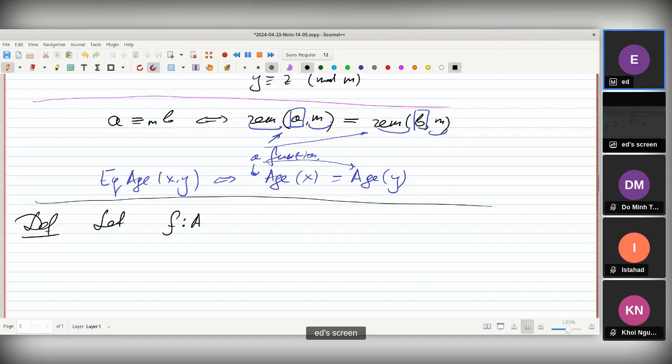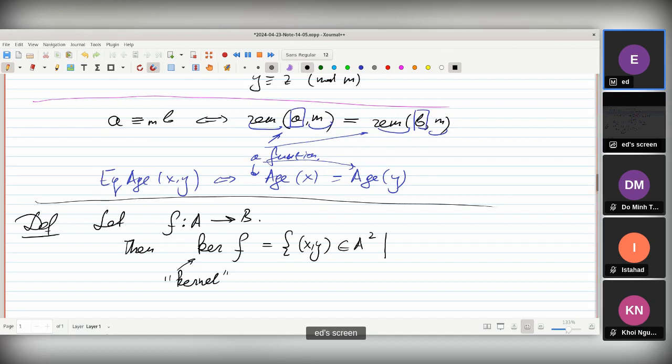Let f be a function from A to B, whatever function, whatever sets A and B. Then we shall define the following set of pairs, the following binary relation known as the kernel. The kernel of f, like the kernel in your operating system. The pair x, y belongs to A squared and belongs to the kernel if and only if f of x equals f of y.